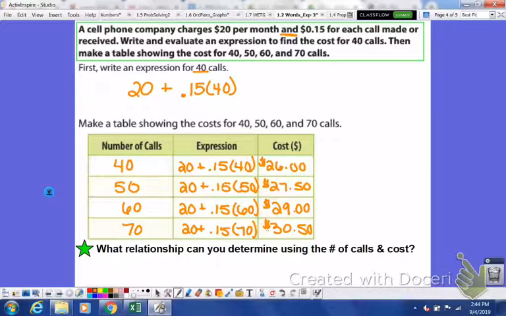So now at the bottom here, what relationship can you determine using the number of calls and the cost? Well, if I go through here, we know our calls are going up by 10 from 40, 50, 60, 70. If I look at my prices, 26 to 27.50, 27.50 to 29, and 29 to 30.50, they're each going up by $1.50. So our relationship would be $1.50 for every 10 calls.